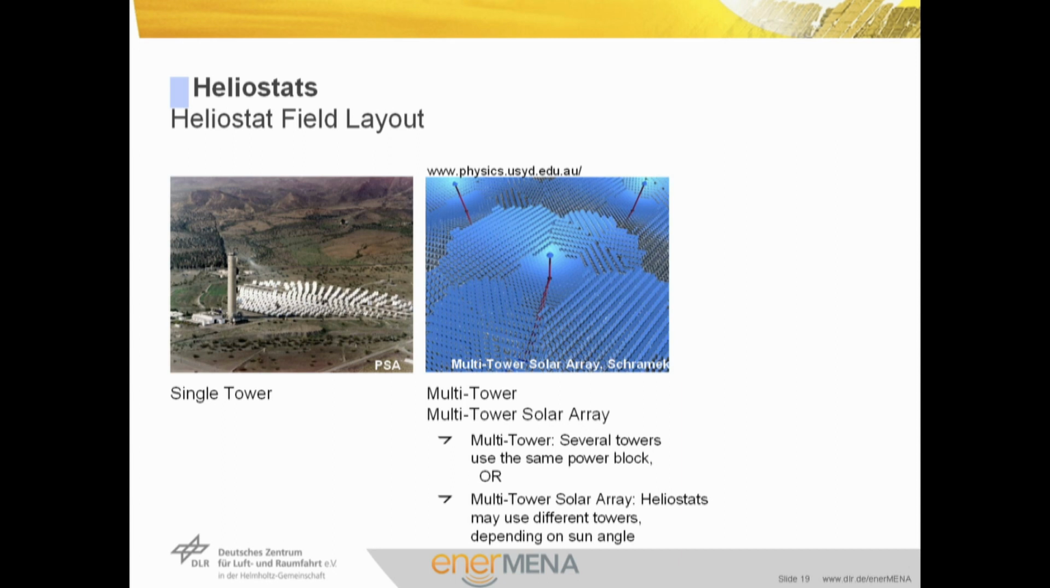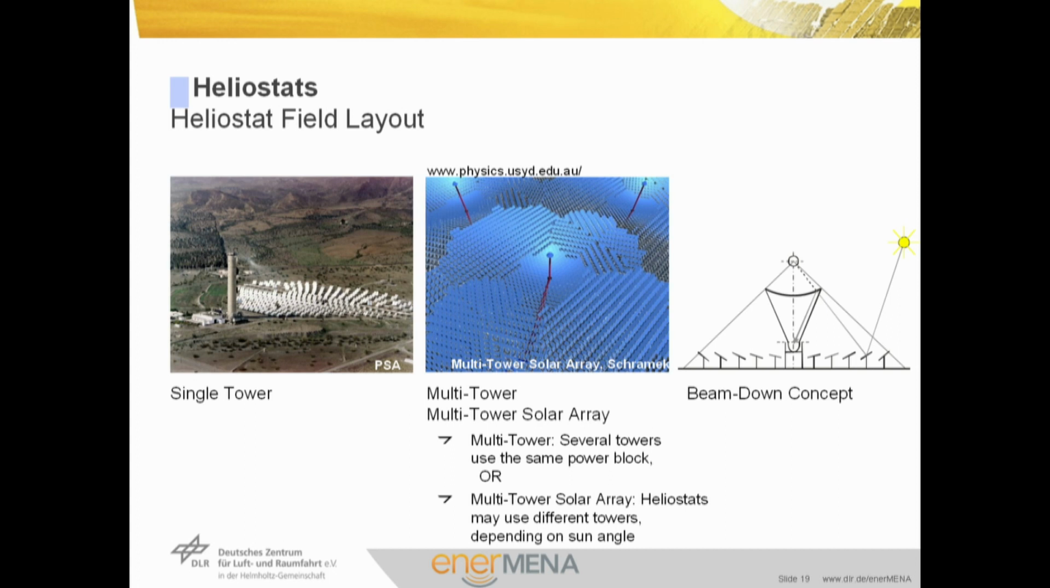Multi-towers are several towers which use the same power block. Multi-tower solar arrays means that heliostats may use different towers depending on the sun angle. This is especially interesting if we have less surface available, for example, in urban areas. And you can think of a beam-down concept.